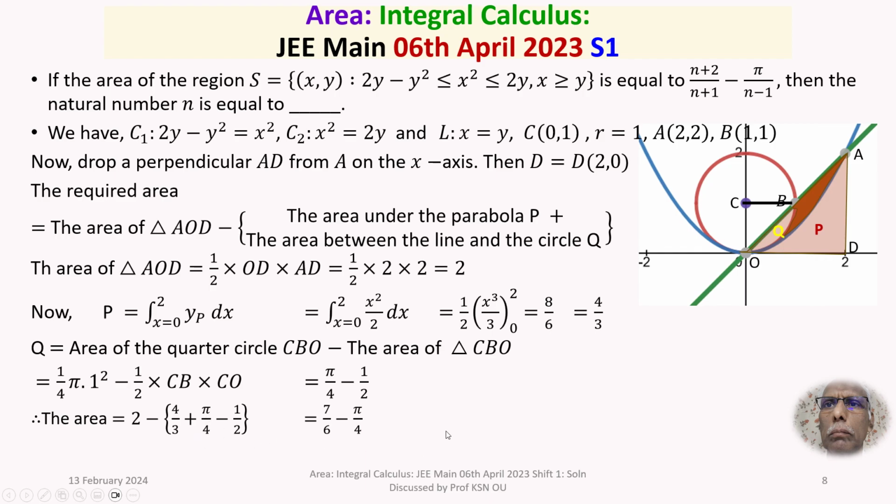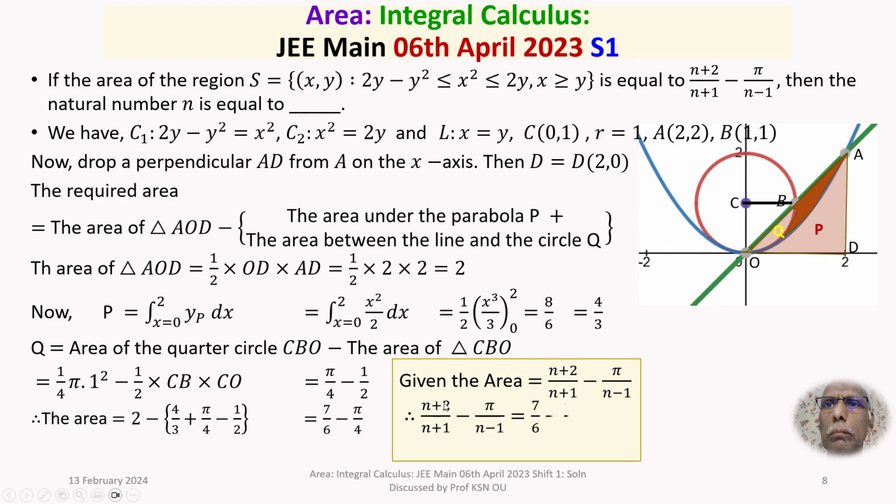Now in the question, it is given the area is equal to n plus 2 by n plus 1 minus pi by n minus 1. So it's given the area is this one. But the area we have computed is this, 7 by 6 minus pi by 4. They must be equal. So n plus 2 by n plus 1 minus pi by n minus 1 is equal to 7 by 6 minus pi by 4.